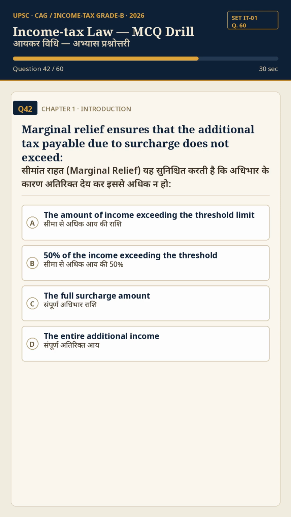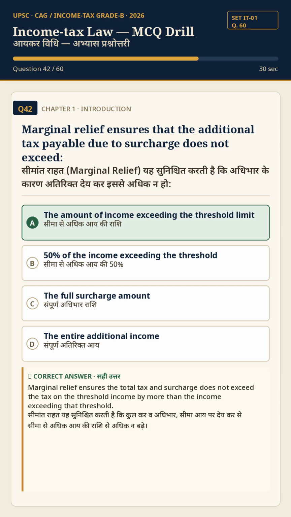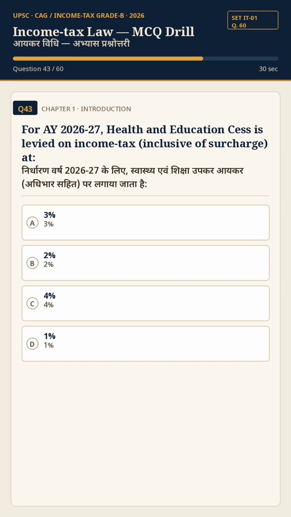Question 42. Marginal relief ensures that the additional tax payable due to surcharge does not exceed: option A, the amount of income exceeding the threshold limit; option B, 50% of the income exceeding the threshold; option C, the full surcharge amount; option D, the entire additional income. The correct answer explanation: marginal relief ensures that total tax and surcharge does not exceed the tax on the threshold income plus the income exceeding that threshold.